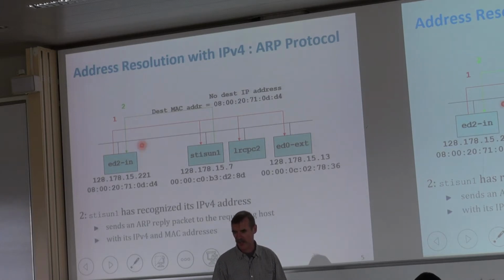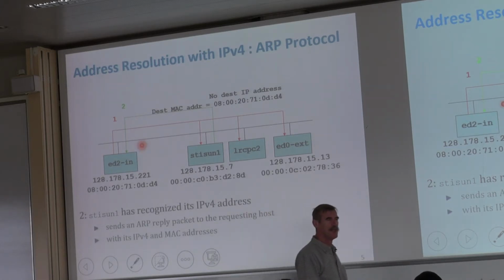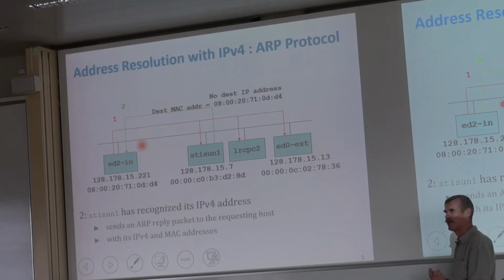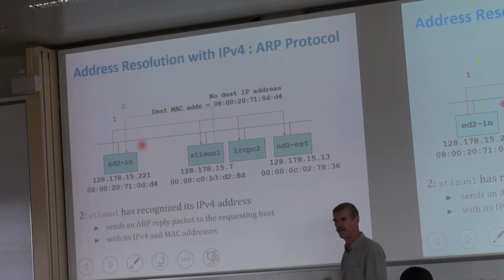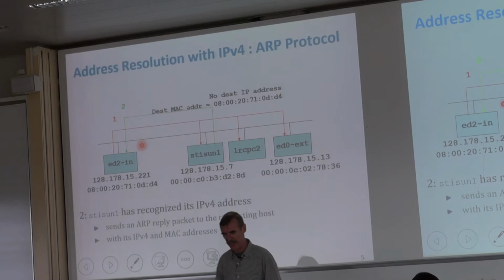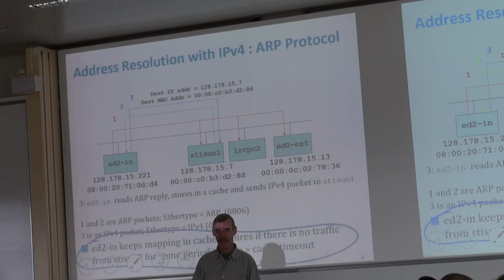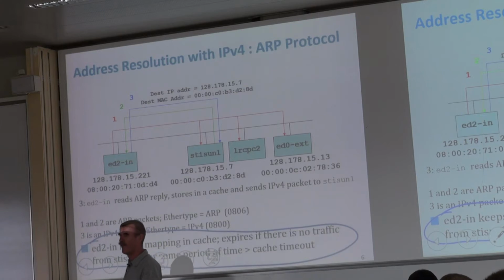the correct one. Now we don't need to broadcast. It's not an IP packet, there's no IP destination address, but there is a MAC destination address, which is whoever was the source address in the request. So in that case, ED2-IN. And inside the message, there will be who has this MAC address. And now, and only now, ED2-IN, the router, is able to forward the IP packet because now it knows the MAC address.